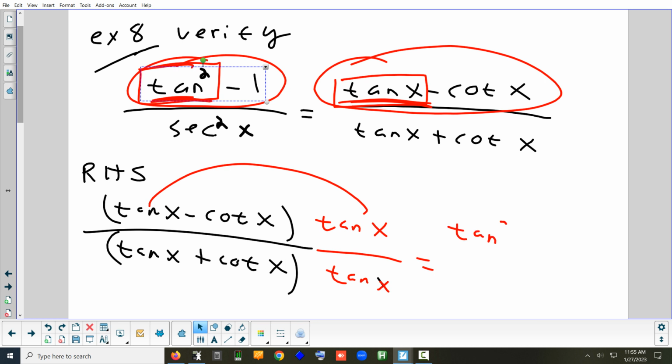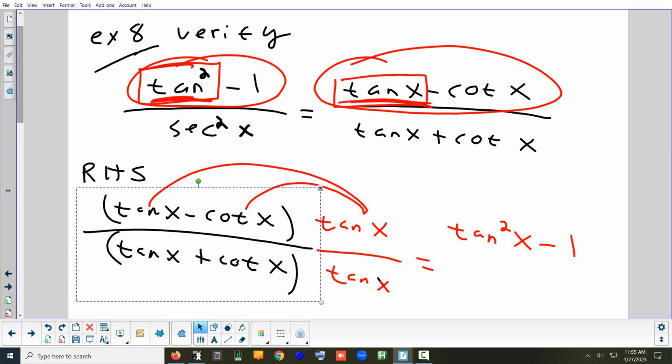Tangent squared. And tangent and cotangent, what's the connection between them? They're reciprocals. And anytime you multiply two things that are reciprocals, like say 5 and 1 over 5, what do you get? 1. So by multiplying the top by tangent on the right, we made it look exactly like what's on the left already.